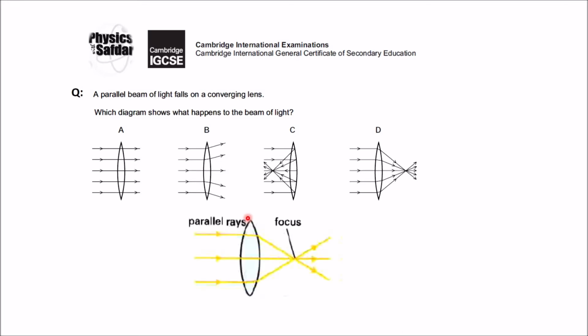Look at the behavior of parallel rays of light. These are parallel light rays. Through the lens, refraction takes place. The light rays bend and focus at a single point, you can see here. So this is the behavior of a converging lens when it receives parallel light rays. And you have to select which one is the right answer. Option D is similar to this diagram. So option D is the right answer.